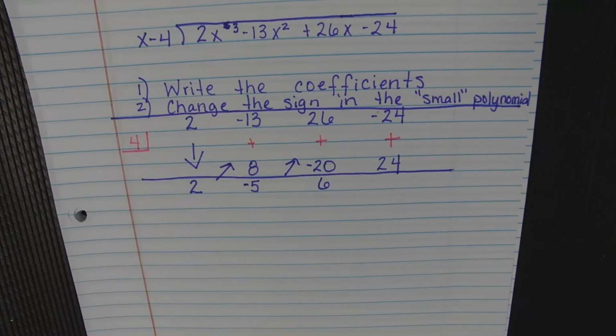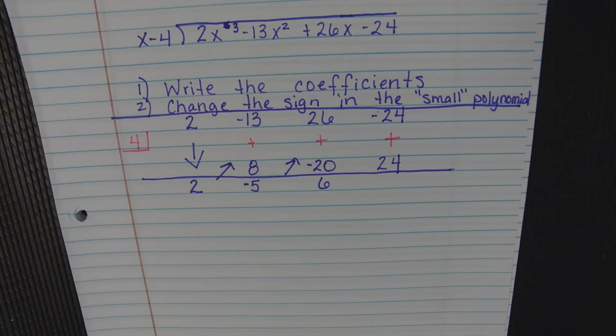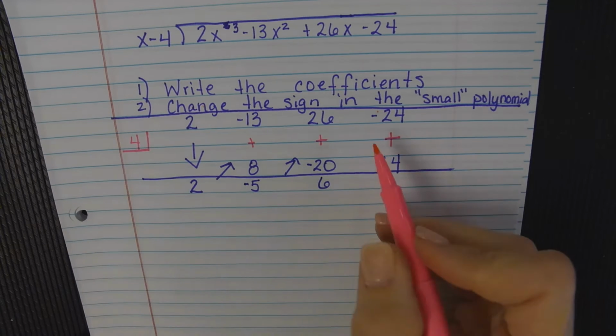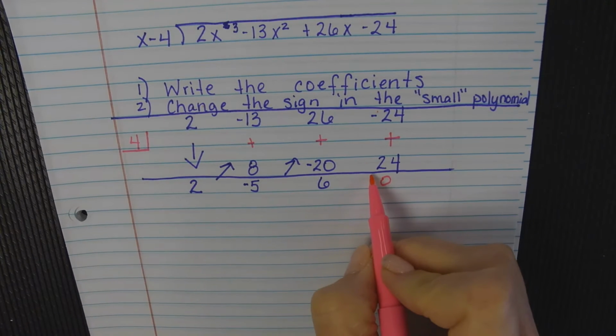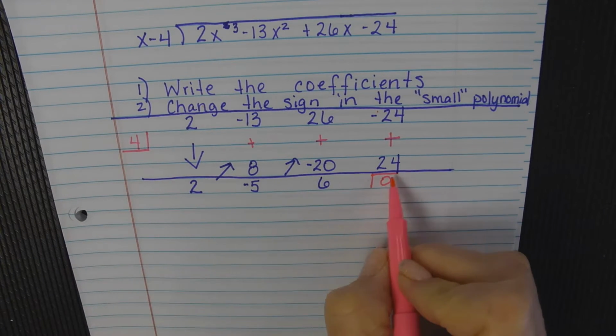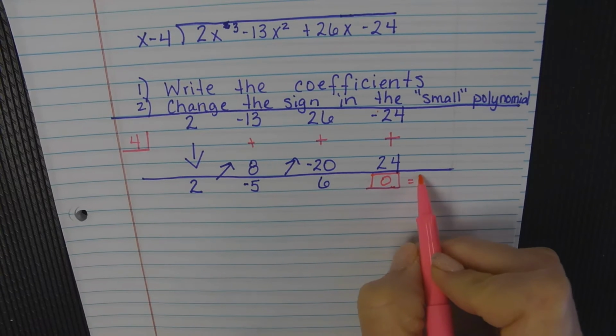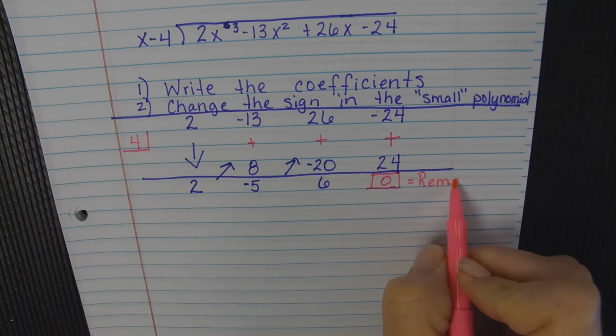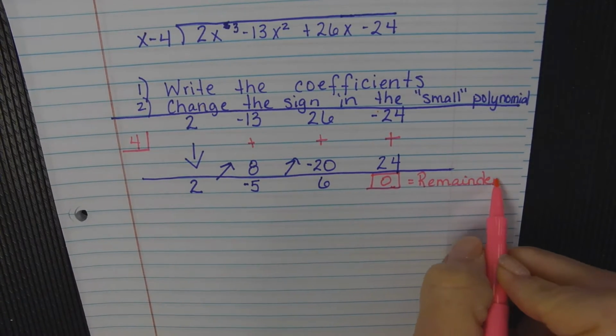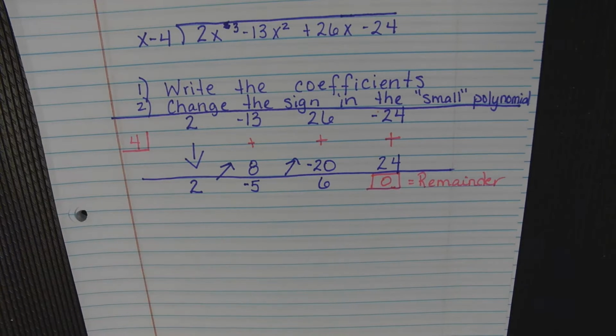Now, what do you think this is going to end up being? Negative 24 plus 24 is 0 forever and always. Now, I'm going to create a new box here, because guess what this is? What does that say? Remainder. So remember, what are we doing? It's called synthetic division. All right, so how do I write my answer?